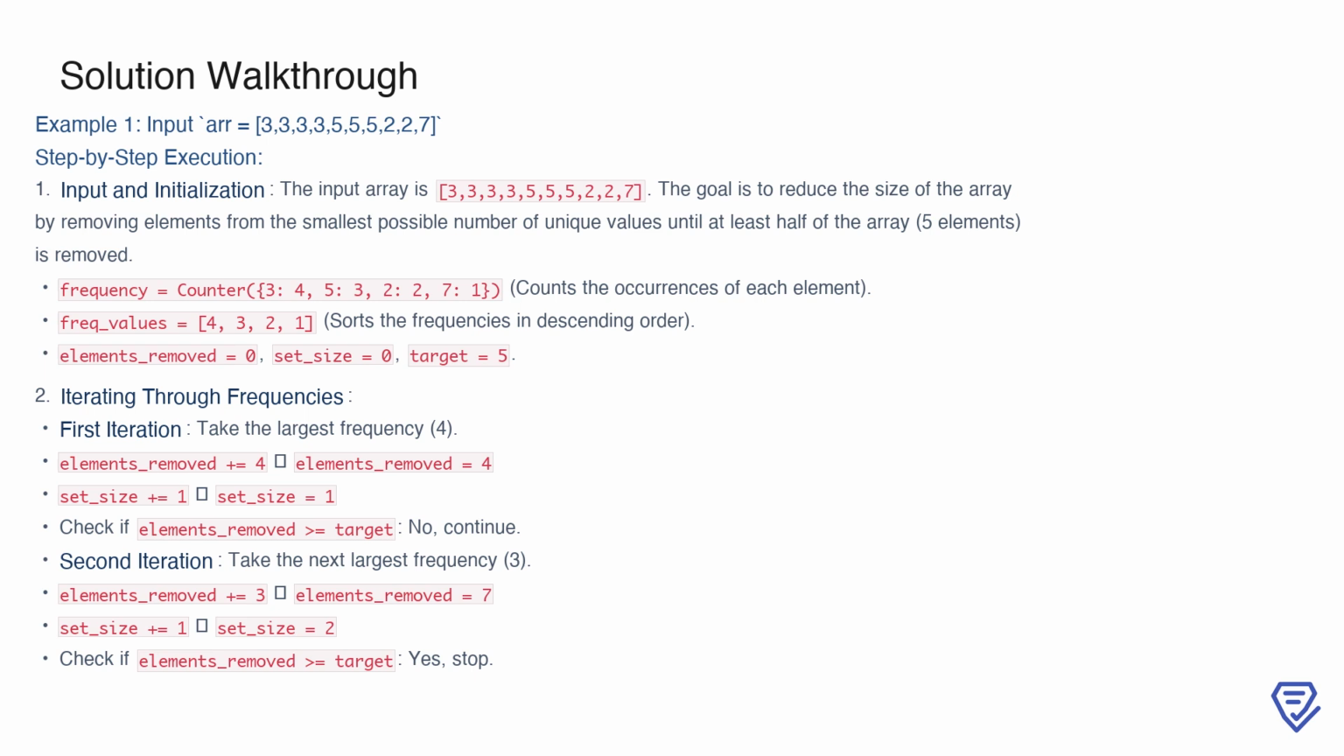Adding this to elements_removed results in elements_removed equals 4, and we increment set_size to 1. Since elements_removed is still less than the target, we proceed to the next frequency, which is 3. Adding 3 to elements_removed gives us 7, and we increment set_size to 2. At this point, elements_removed is greater than or equal to the target, so we stop the iteration.